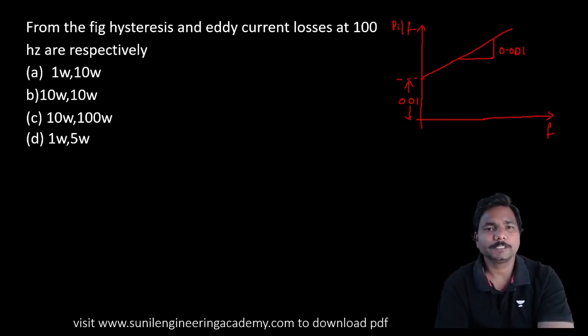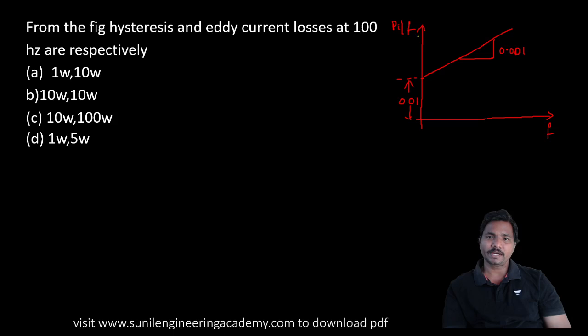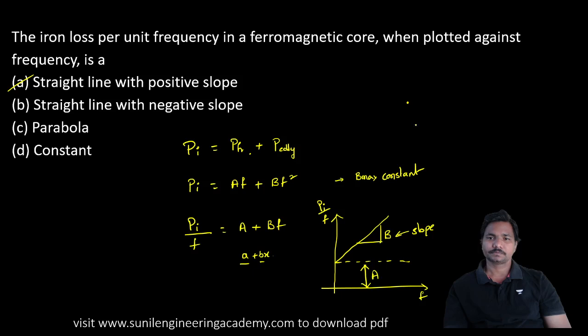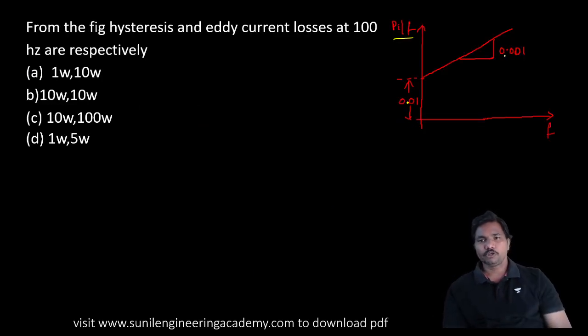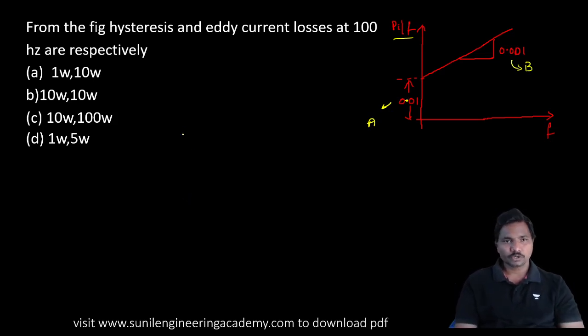From the figure, hysteresis and eddy current losses at 100 Hz frequency are dash. Here they have given a diagram. Pi by F, 0.01 is the constant and 0.001 is the slope. So constant is nothing but A, slope is nothing but B. They are asking hysteresis losses. Hysteresis losses proportional to frequency are AF. A is 0.01 into F is 100. So that is 1 watt.